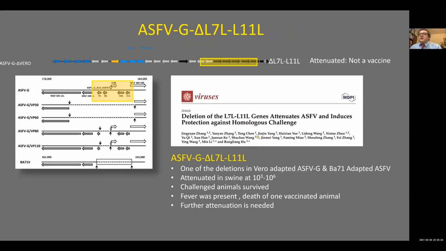Another vaccine that was reported is deletion of the L7L to the L11L. And this is deletion of the same genes in the right side of the genome that were found from Vero adaptation in both African Swine Fever, Georgia, and BA71 adapted ASF. It was attenuated in swine at 10^3 to 10^6. The challenged animals survived, however, fever was present and death of one vaccinated animal did occur. So what that tells us is that with this deletion of L7L to L11L, further attenuation is needed to consider this a vaccine candidate.